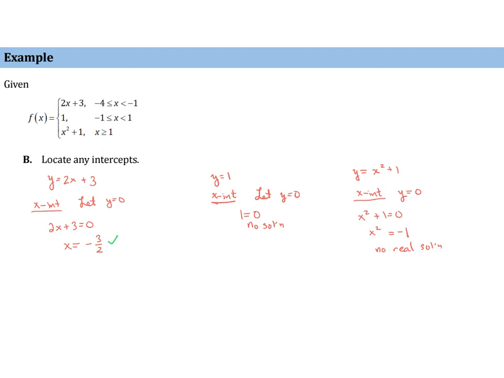Okay, now why did I not touch the y-intercept? Well, for any function, the y-intercept is when x equals 0.